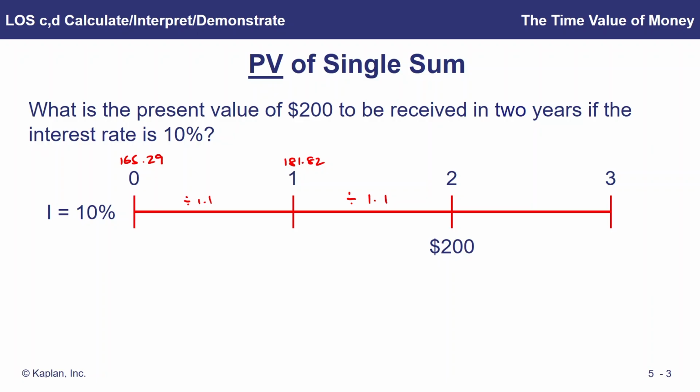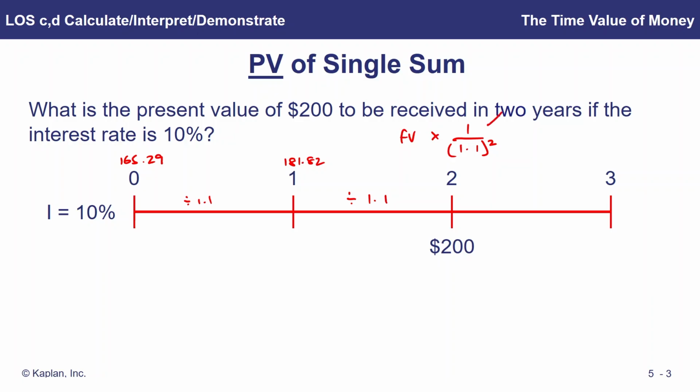Or if you like, an investor would be indifferent between receiving $165.29 today or $200 in 2 years' time if they required a return of 10%. Now again, we can speed that up a little bit by, rather than dividing by 1.1 twice, we can say take the future value and multiply by 1 over 1.1 squared.